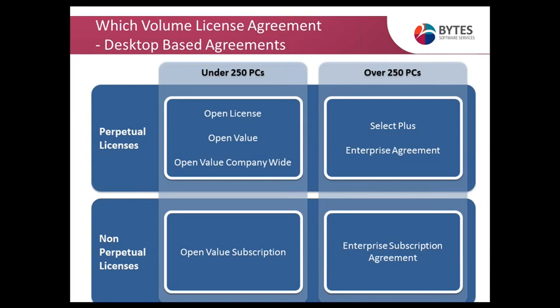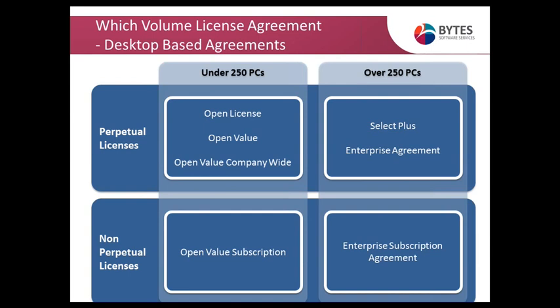Vertically, I've grouped them into two broad categories. For those organisations which have under 250 PCs, there are the open license agreements, and for those organisations over 250 PCs, there are the select agreements and the enterprise agreements as well. I say these are broadly the size of organisations.